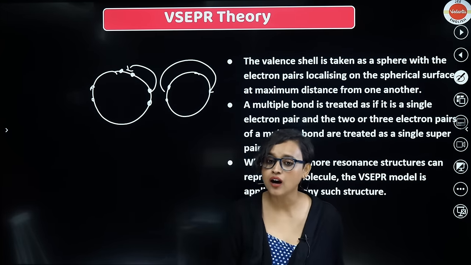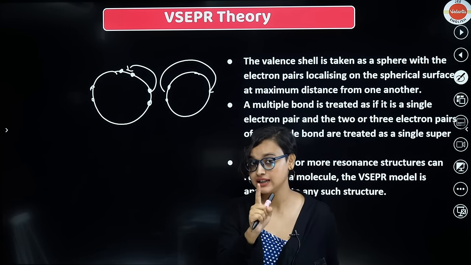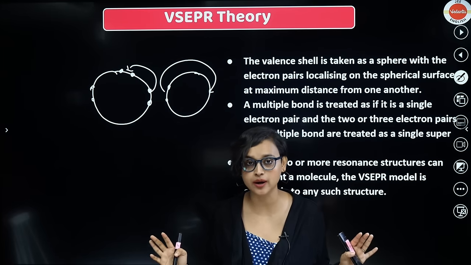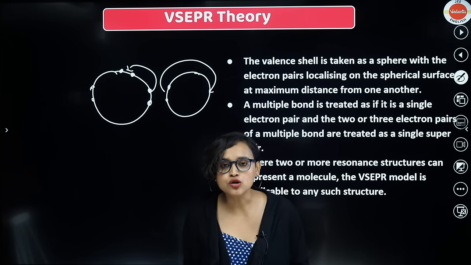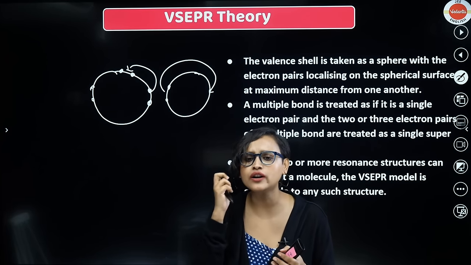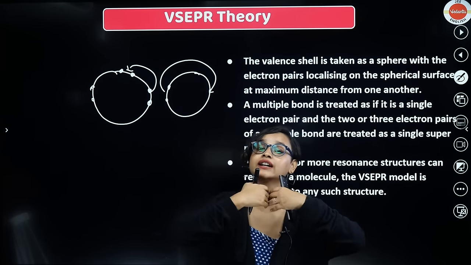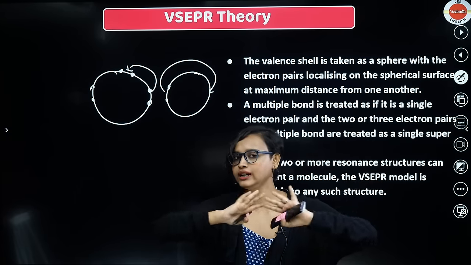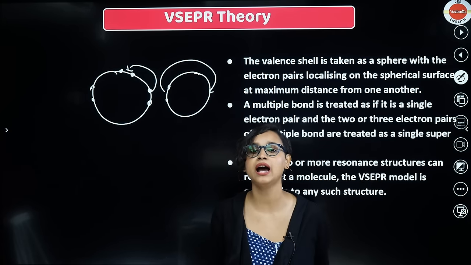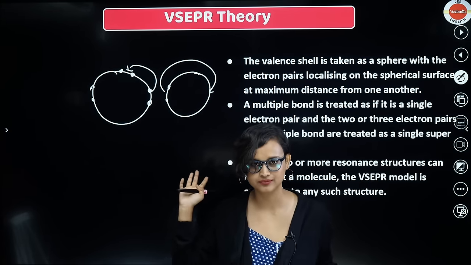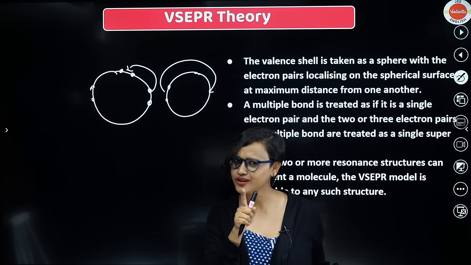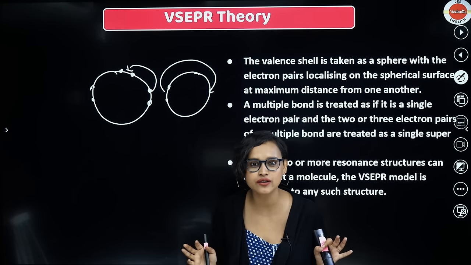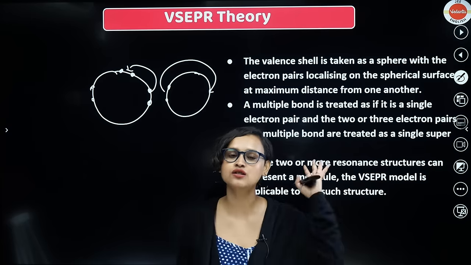Okay. Now, a multiple bond, in this case, if there is a double bond or triple bond, you are not going to consider them as double bond or triple bond. What will you do? You will consider the two or three electron pairs of a multiple bond as a single super pair. No worries, you have a multiple bond, you have a double bond, doesn't matter. Here you are going to take them as one single super pair. Got it? Please listen to this. Don't you think that this can be a limitation later on? It will be a limitation. But you understand, right? Here, what are we saying? Multiple bonds are treated as a single super pair.